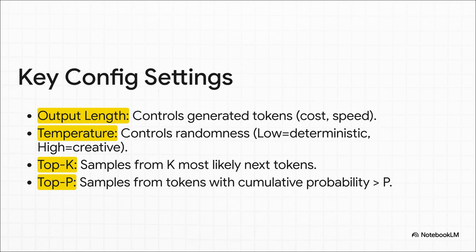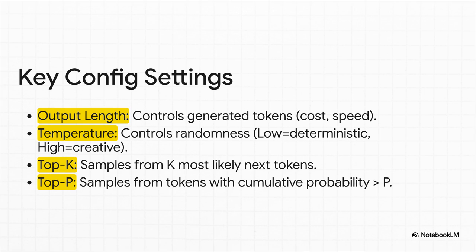First, output length. Pretty straightforward. This just limits how much stuff, how many tokens, think words or parts of words, the model spits out. This can affect how much it costs and how fast you get the answer. Then there's temperature. This one's a biggie. It controls how random or creative the output gets. We'll talk more about this in a sec.